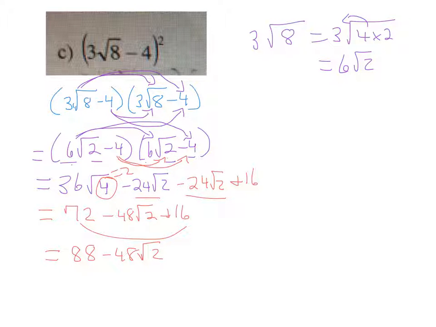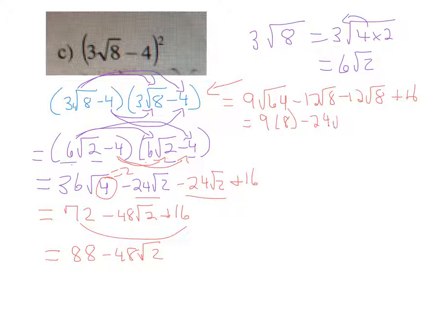If you were going to use those numbers and not simplify first, then you would get 9 root 64 minus 12 root 8 minus 12 root 8 plus 16. It's going to come out to the same thing. It'll just look different on the way down. This is 9 times 8. This is negative 24 root 8. And this is 16 there. So 72 for 9 times 8. I'm going to write the 16 with it, and then minus 24 root 8.